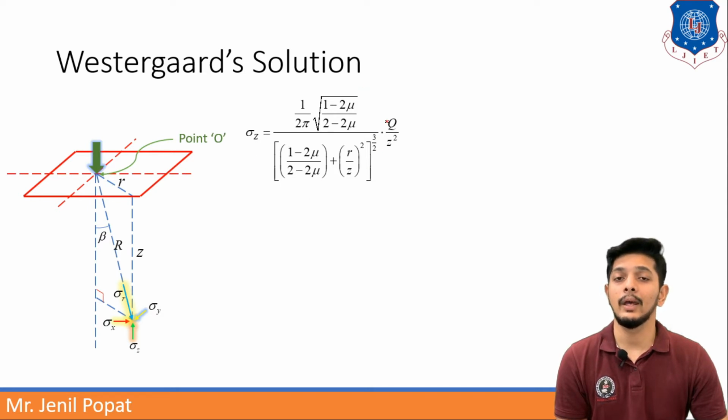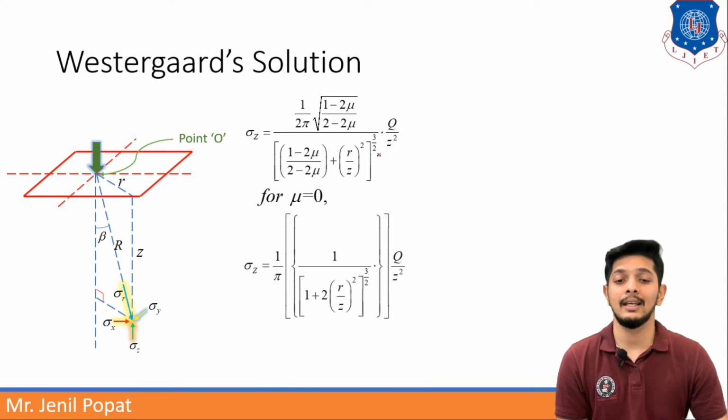Q by z square is almost common in each of the formulas by Boussinesq and Westergaard, but here mu is the Poisson ratio. Now as the soil is assumed as an elastic medium, mu will be in the range of 0 to 0.5, but as it is assumed as an elastic medium, the stresses under that will be very minimal, so it can be assumed that mu is equal to 0.